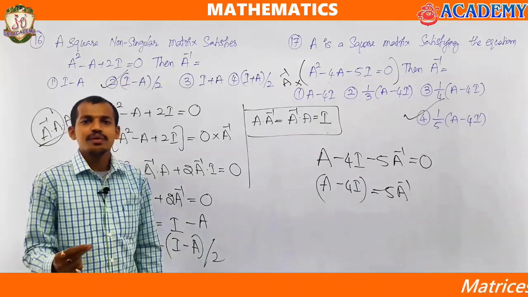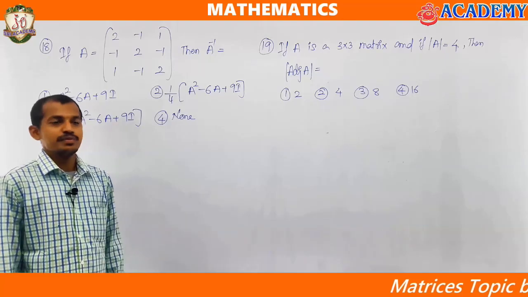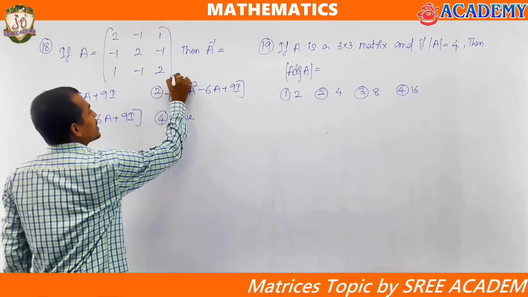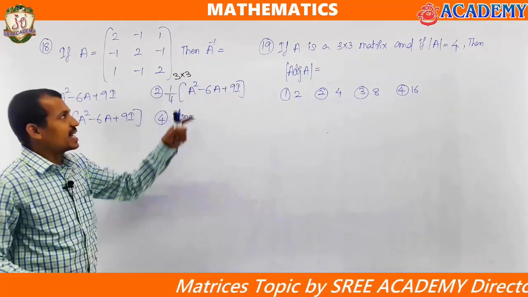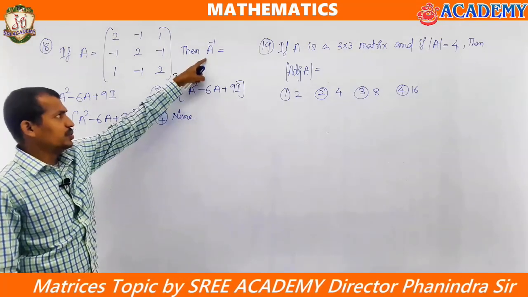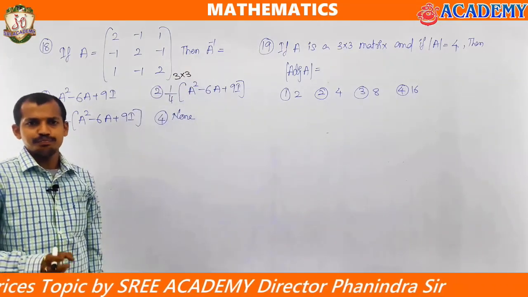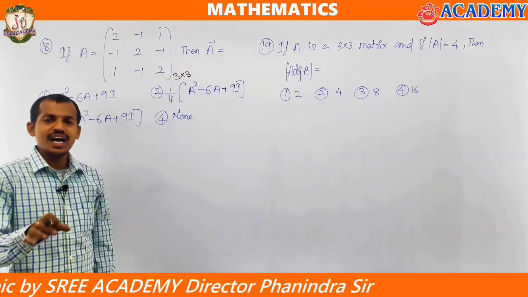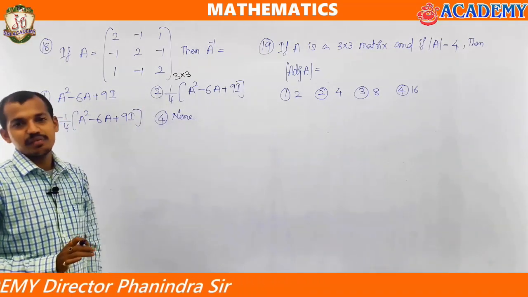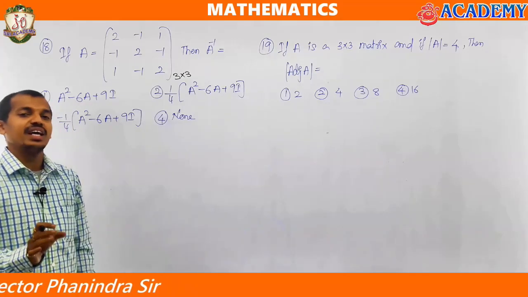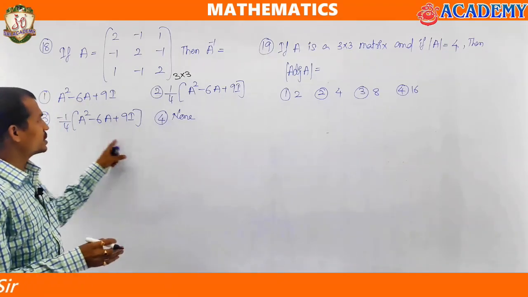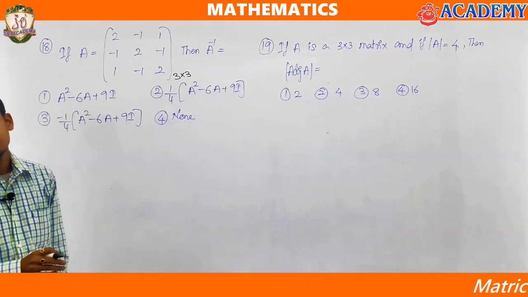Let's see other problems. Given a 3 by 3 matrix, it is asking what is A inverse. To find A inverse, we require the determinant of A and also the adjoint of A. After finding the adjoint of the matrix, you have to divide each and every element by the determinant, then you will get A inverse. That you are going to get as a matrix, but in the options you are having equations.